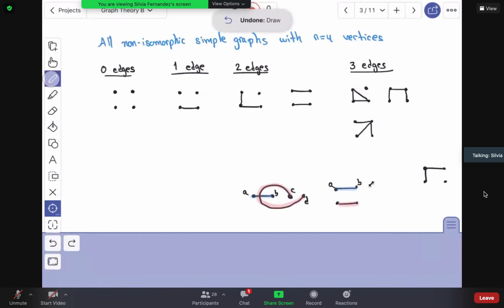Or I can draw, which one am I missing? I drew this one, that one, that one. I think I drew all my four possibilities, right? That one, this one, or this one. So those are my three possibilities for three edges. Now I can keep counting, but the more edges that I have, the more possibilities I have, right?